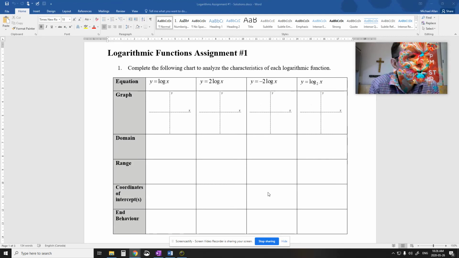Okay, Math 30-2s. We're going to go over assignment number 1 of our logarithms. Let's see how well you did. So we are going to create some graphs here.